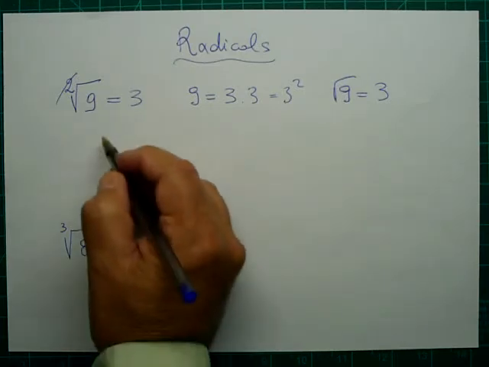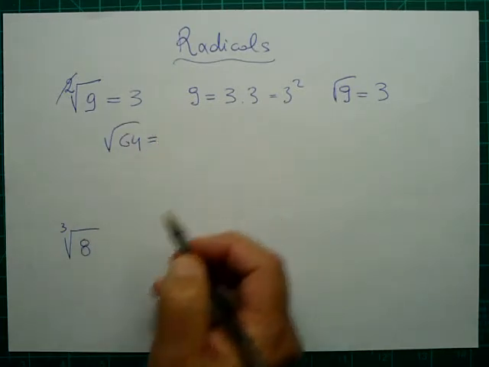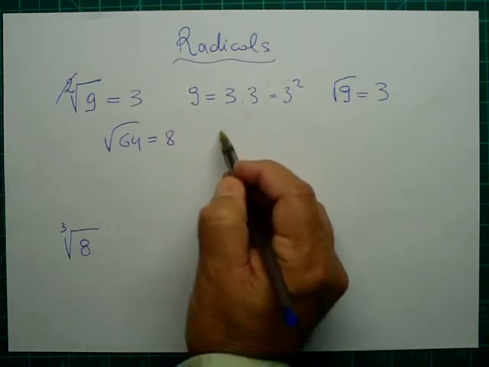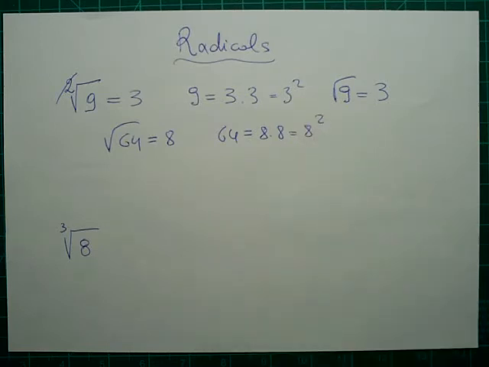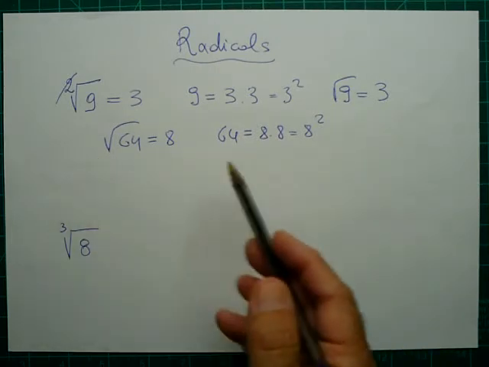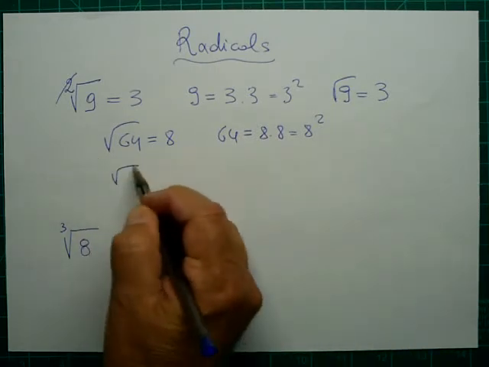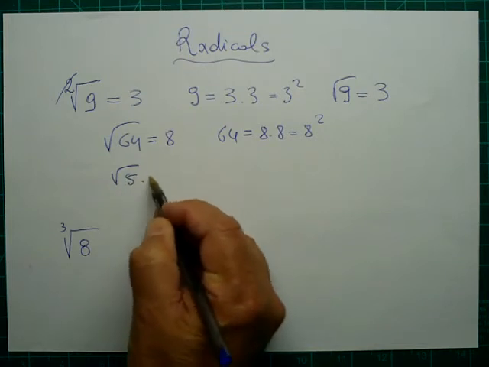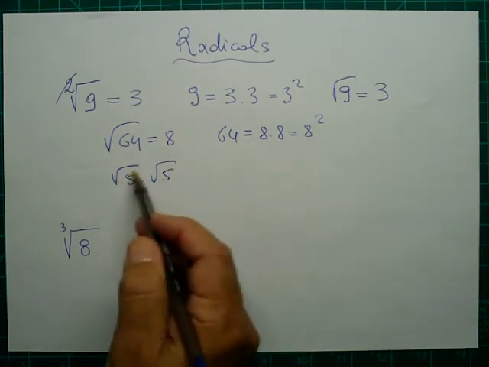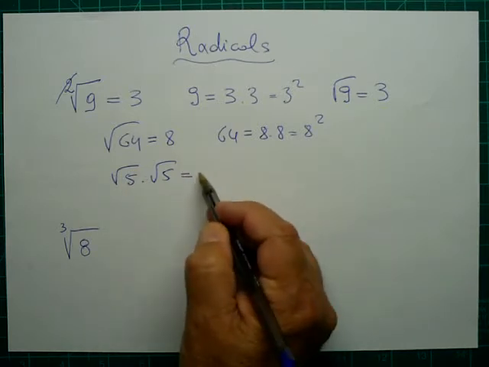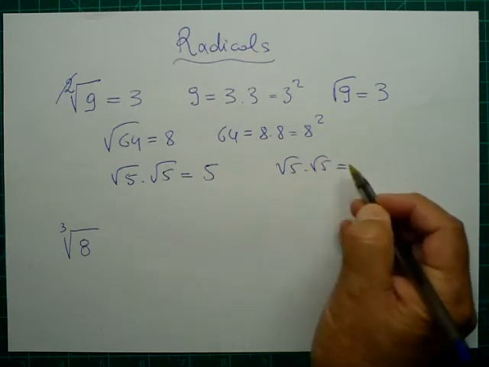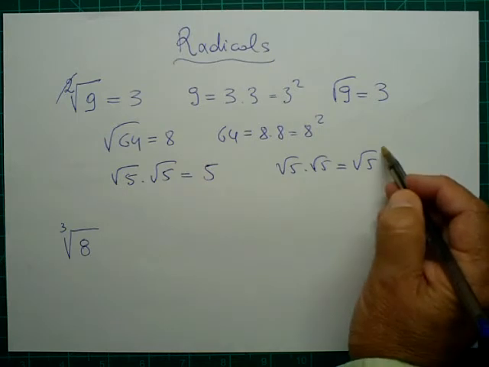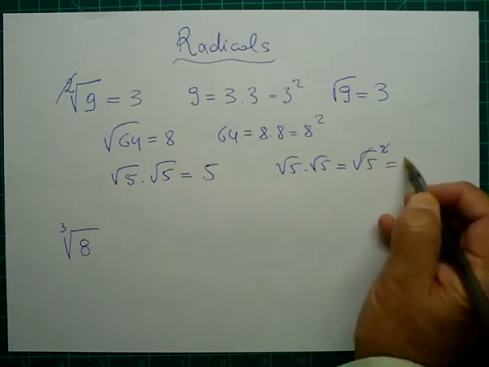Another example. The square root of 64 is 8 because 64 is equal to 8 times 8 or 8 squared. Keep in mind that if you have two square roots multiplied, for example, square root of 5 times the square root of 5, these two eliminate and the result is simply 5 because square root of 5 multiplied gives square root of 5 to the power of 2, which is 5.